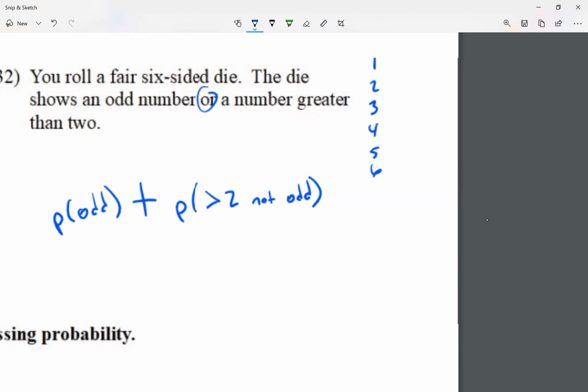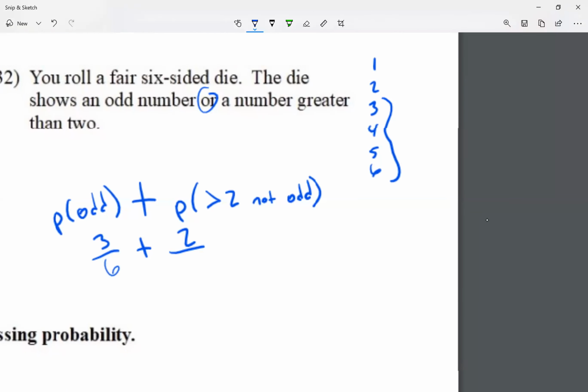So, okay, probability that it's an odd number, right? Odd numbers are like 1, 3, 5. So there's 3 out of 6. Now, probability that it's greater than 2, so my focus is on these numbers, greater than 2, but not odd. There's 2 of those. Now, this goes over 6 because there's still 6 numbers altogether on the die. Now, when I add this, it's going to be 5 out of 6.